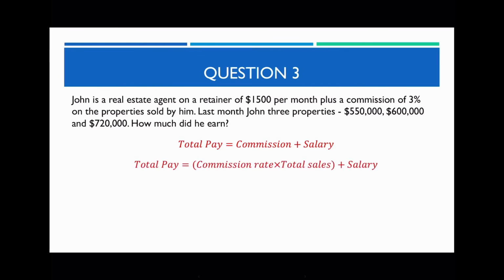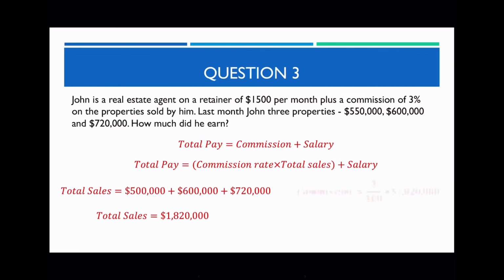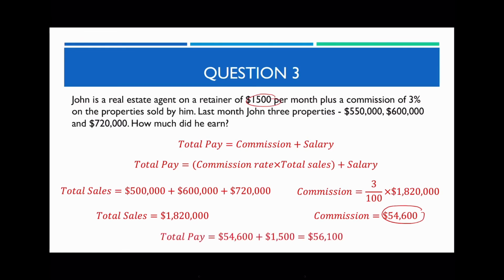So let's firstly calculate how much commission he's actually made. The total sales that he's made in total is therefore going to be $1,820,000. So you just add up these 3 house prices over here. Once we've figured out what the total sales is, we can then figure out how much commission he's going to make. So it's going to be 3% of that amount. And then once you find the commission, you can add it to the retainer. So he's made a commission of $54,600. You're going to be adding this amount to the flat fee he earns. So if you do this, it's going to be $56,100.